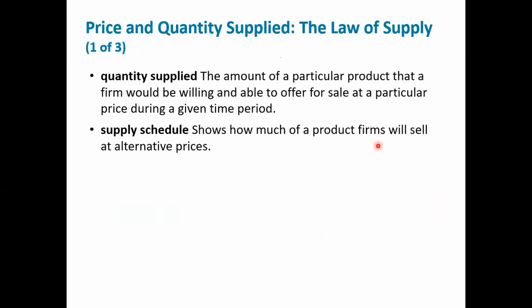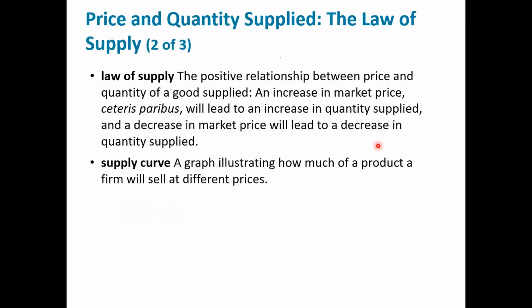I want one thing in your head to be jammed in there hard, okay? Supply curves represent costs of production. Supply curves and costs of production go together. I'll prove it to you in micro, for the micro class, but supply curves and costs of production go together. So there's a law of supply. There's a positive relationship between price and the quantity of a good supplied, ceteris paribus. An increase in the market price will lead to an increase in quantity supplied.